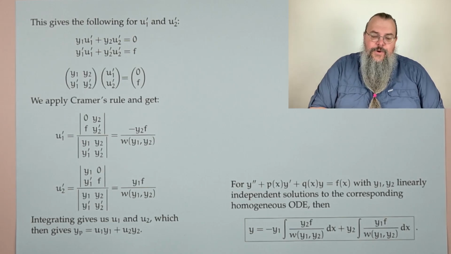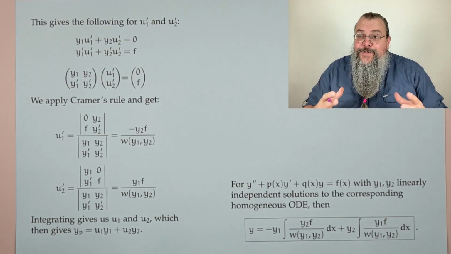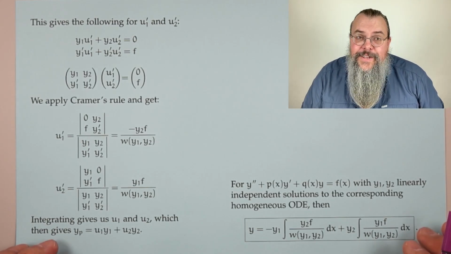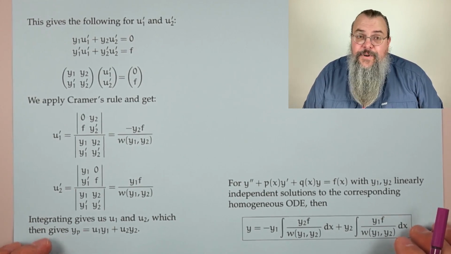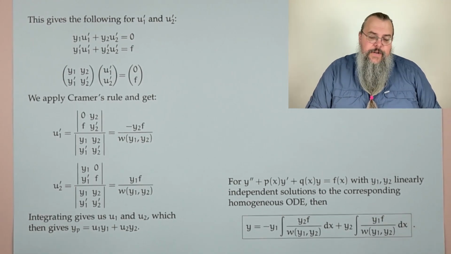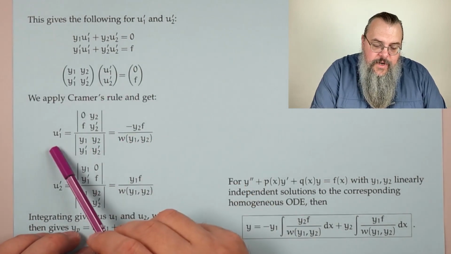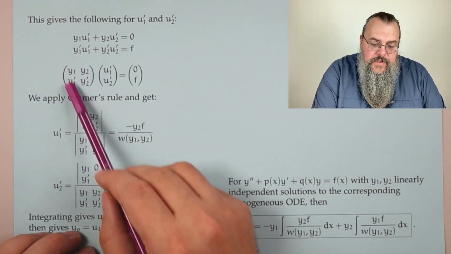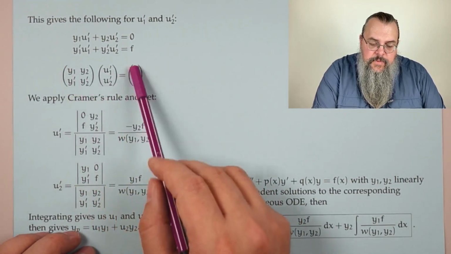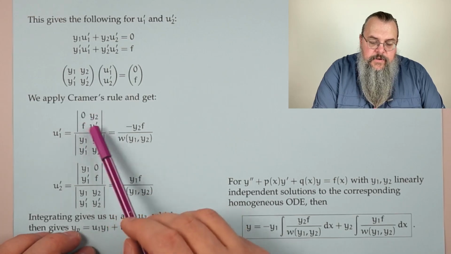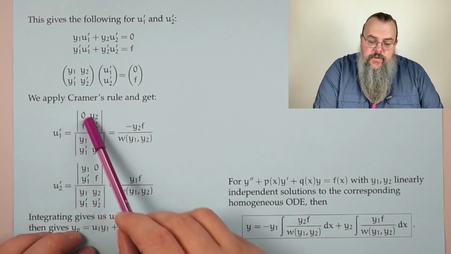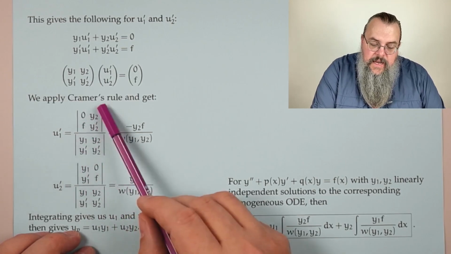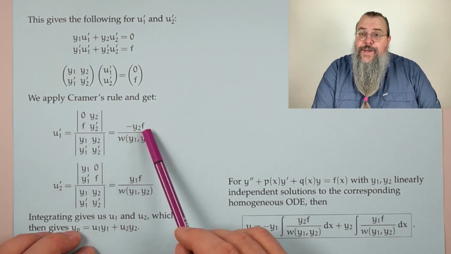All right, well, Cramer's rule. There's a reason we talked about it. It's because we would get to this point. And we say, all right, by Cramer's rule, if I want the u1 prime, I'm going to replace the first column by this piece here, 0, f, y2, y2 prime, and I take the determinant. Well, 0, subtract, and that's minus y2f.